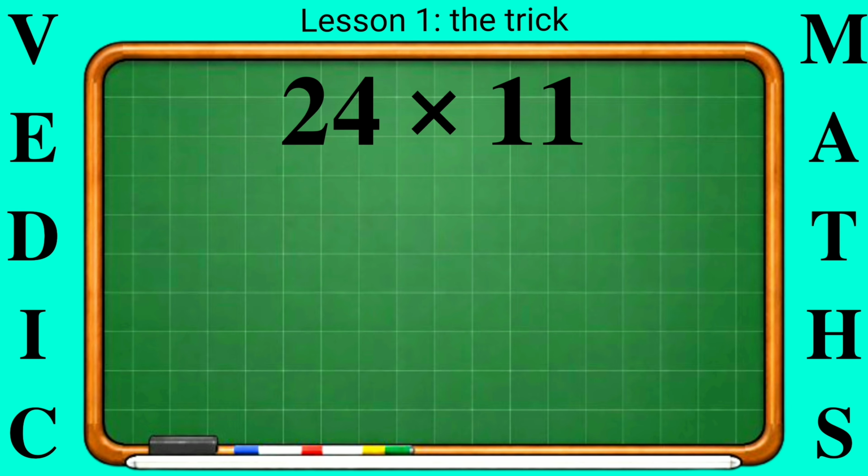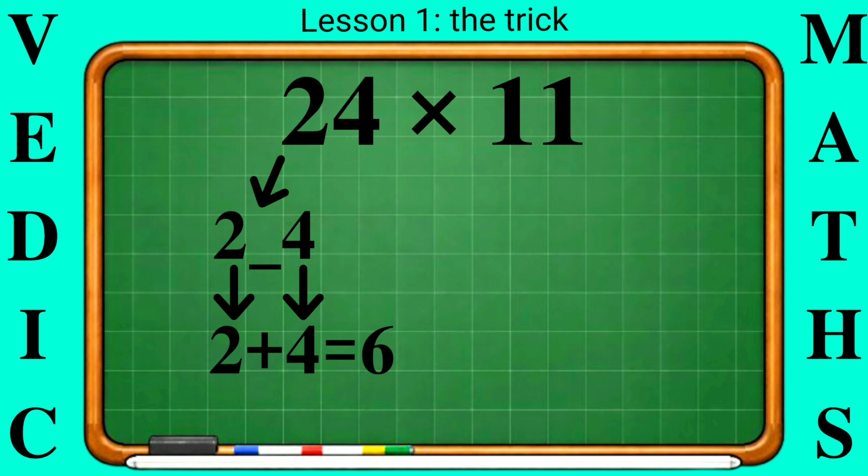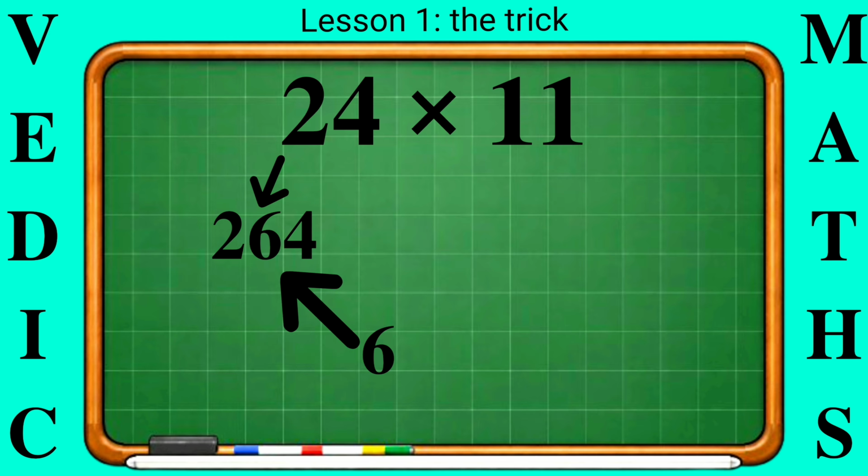So first, what we do is take the two-digit number and put a space in between both the digits of the number. So we can put a digit in between the number. Now, add both digits of the number, which could be 6. So the answer is 264.